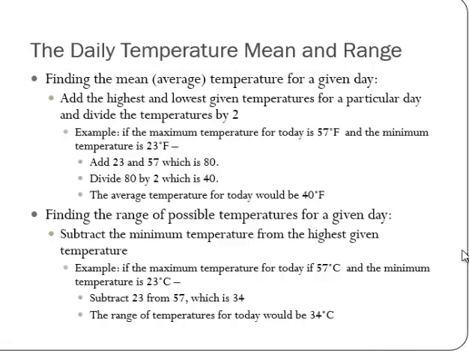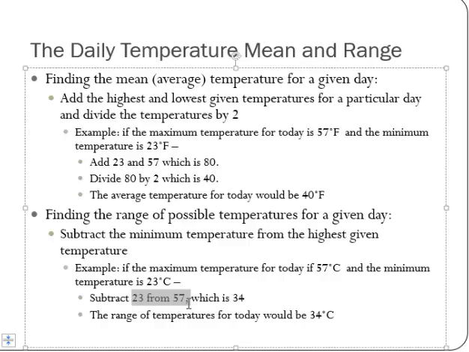If you want to find the range of possible temperatures, just simply look at the difference between the high and the low. If the low was 23 and the high was 57, the range was 34.